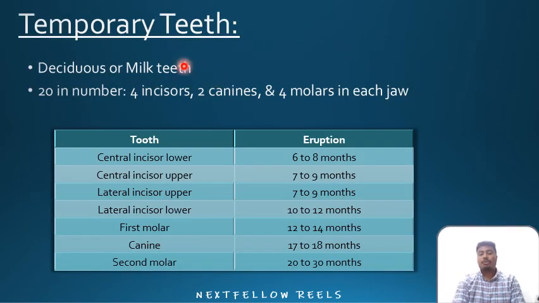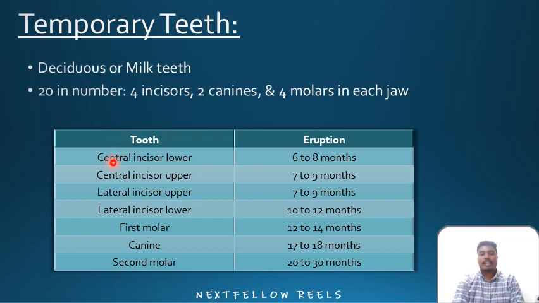Now, we will discuss the temporary teeth. They are also known as deciduous teeth or milk teeth. They are 20 in total, 4 incisors, 2 canines and 4 molars in each jaw, as you can remember by the formula 2102. Now we will discuss the eruption of the teeth.